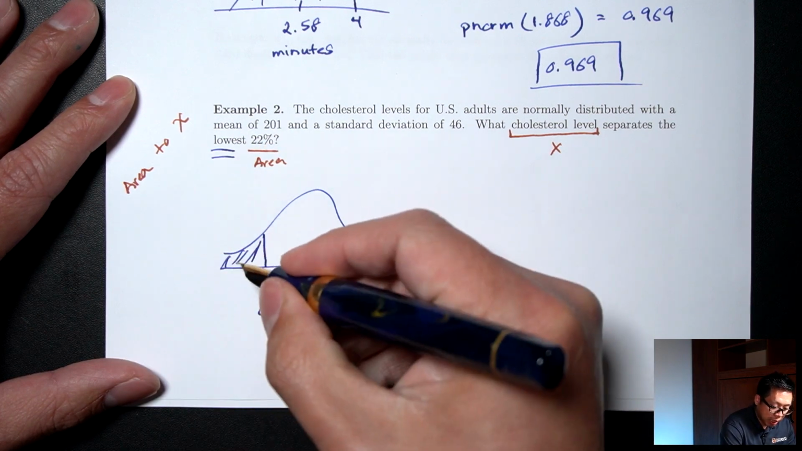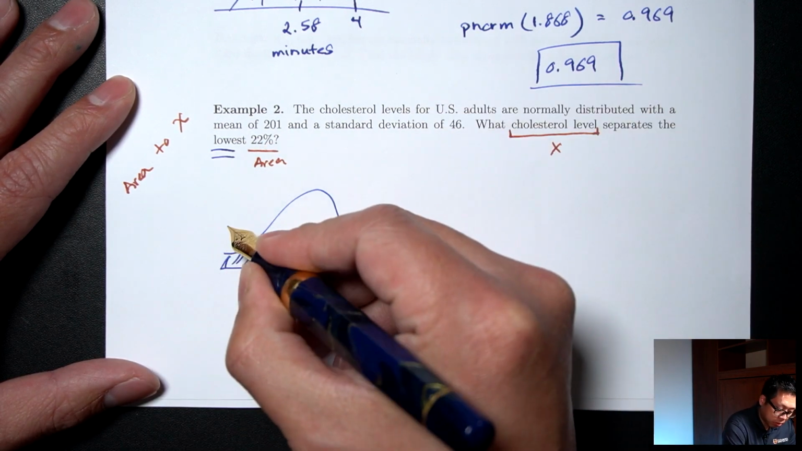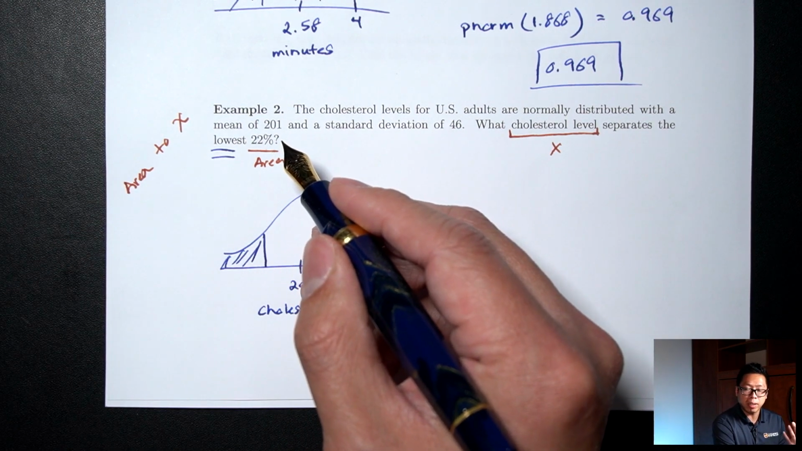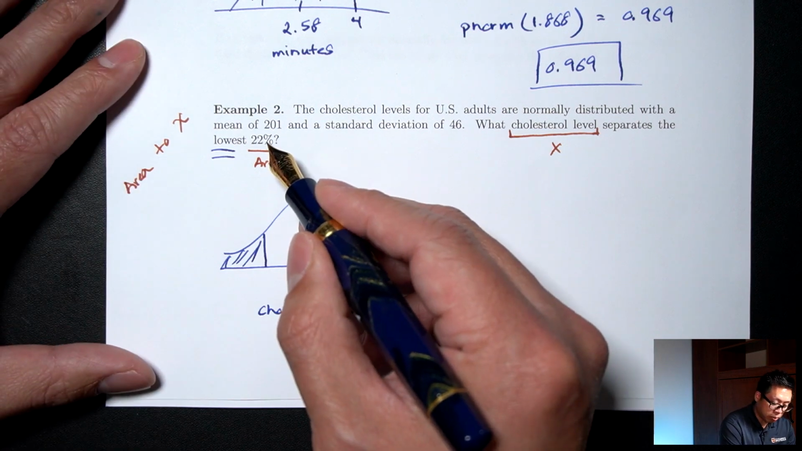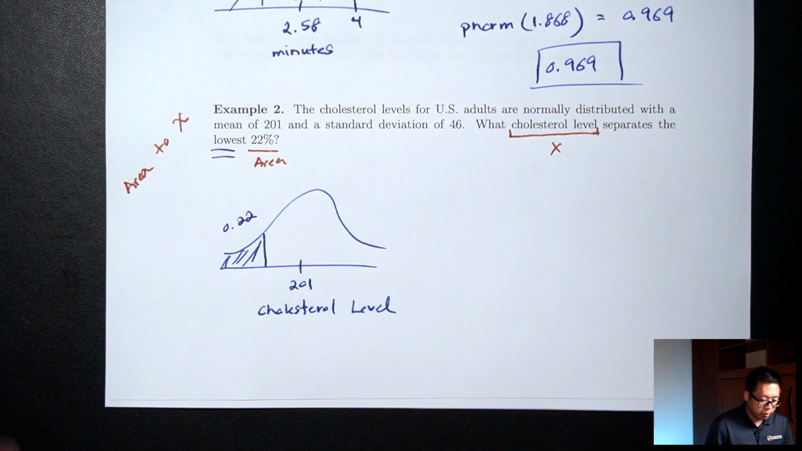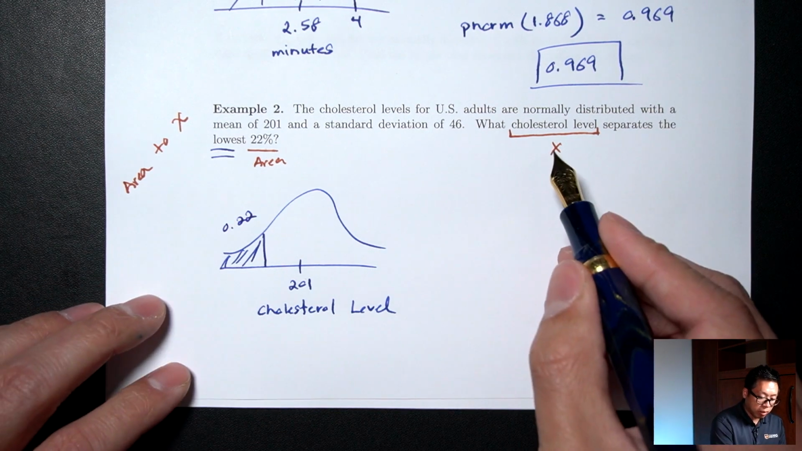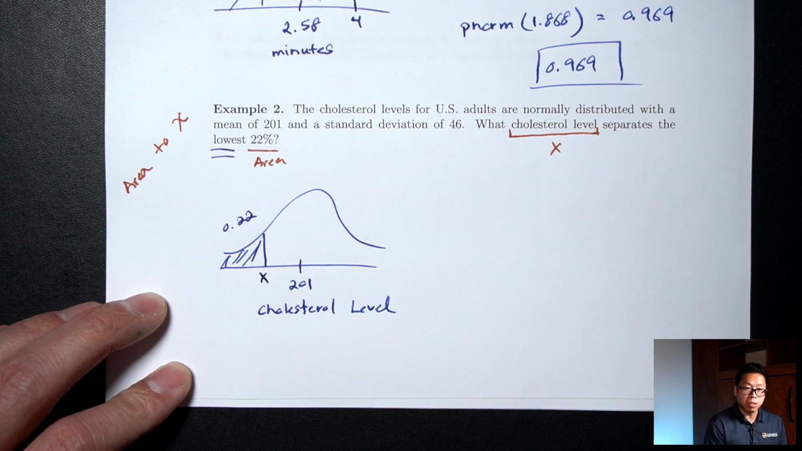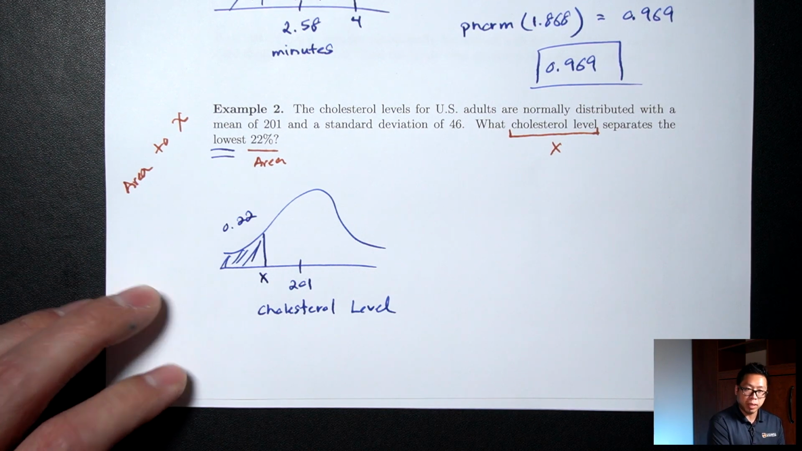So areas, I'm going to label above the picture, so right here. And anytime we're talking about percents, we always have to convert it to a decimal. So 22% as a decimal is 0.22. And what I'm looking for is an X. I'm looking for this X that has a 0.22 to the left of it. Okay, that's the setup.